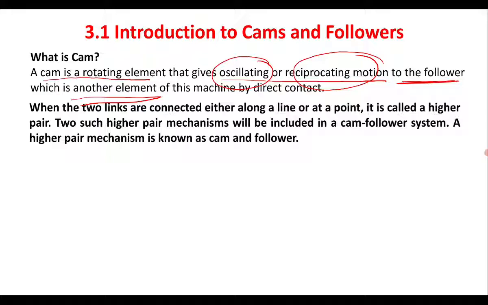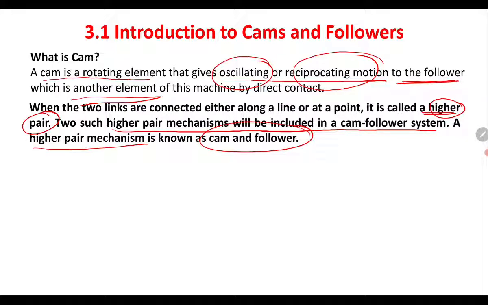When two links are connected either along a line or point contact, it is called higher pair. In the previous unit we have seen what is the meaning of higher pair. In case of higher pair, there is a point contact between the two kinematic elements. So higher pair mechanism will be included in the cam and follower mechanism. A higher pair mechanism is also known as cam and follower.